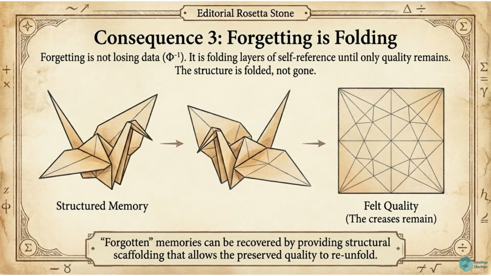Consequence 3. Forgetting is folding. Forgetting is not losing data, but folding layers of self-reference until only pure quality remains. The structure is folded, not gone. Memories can be recovered by providing structural scaffolding to allow the quality to unfold.